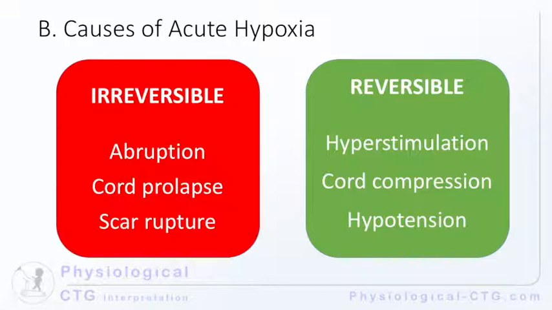So the key question is, why is the baby doing this? What is the cause of this acute stress? It's easier if you consider two groups of causes, the irreversible ones and the reversible ones. Irreversible causes would be abruption, cord prolapse, and scar rupture. On the other hand, you can also have reversible causes that are also the most common, like hyperstimulation, cord compression, or hypertension.